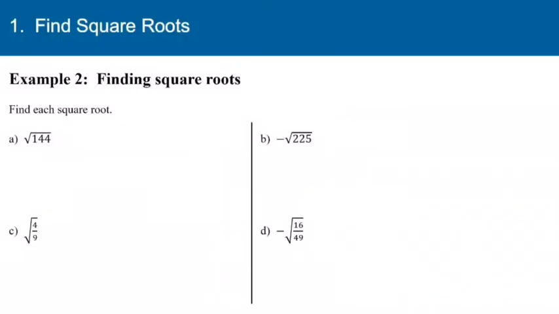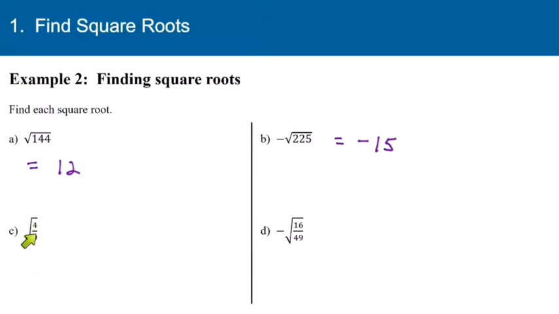Now let's practice evaluating some square roots. So here we have square root of 144. Well, we know that 12 times itself is 144, so the square root of 144 is 12. And we only have the positive 12 here because we have the radical symbol. And remember, that always represents just the positive square root. Here in part B, we have negative square root of 225. So 15 times itself is 225. So the negative square root of 225 is negative 15. Then on part C, we have square root of 4 over 9.